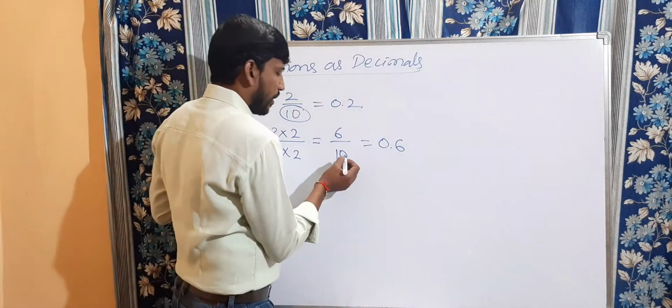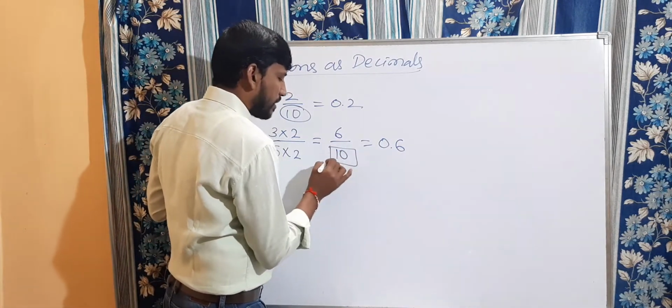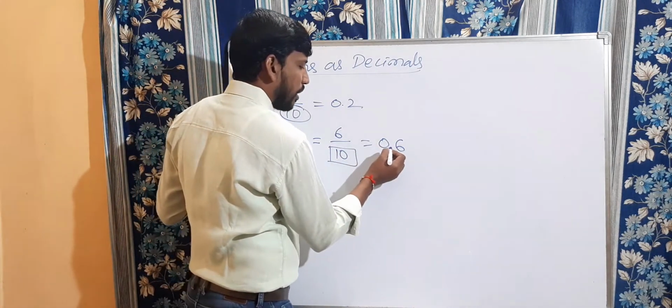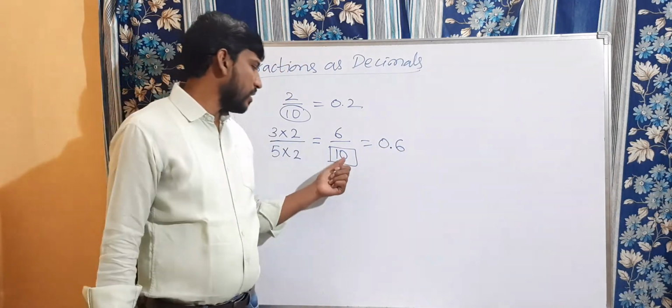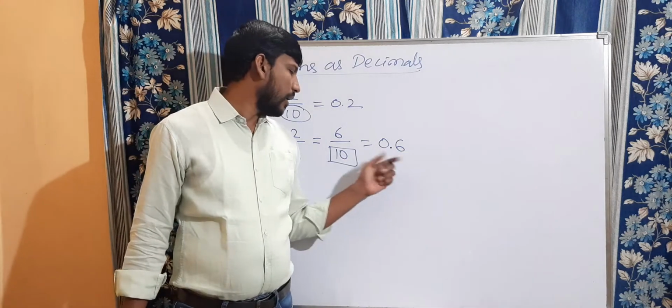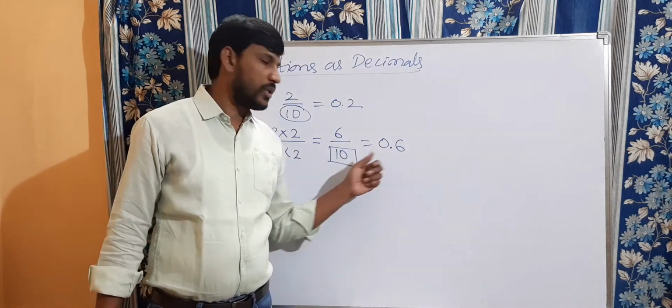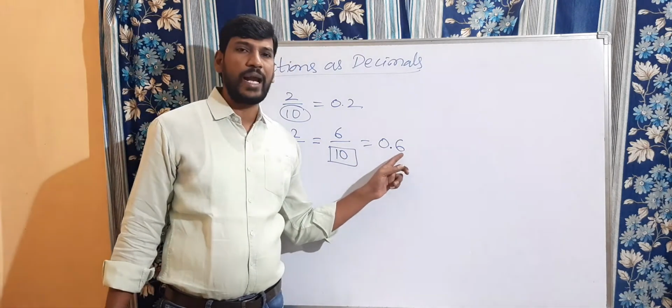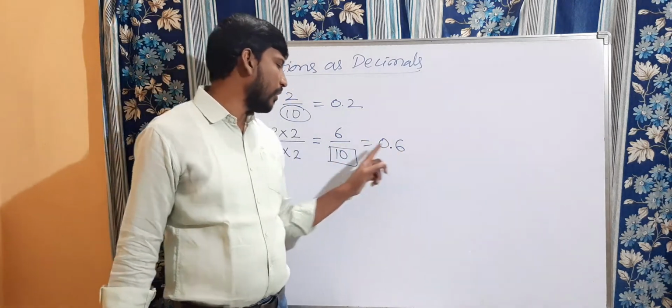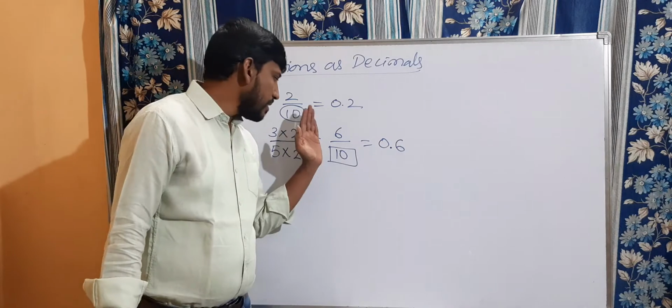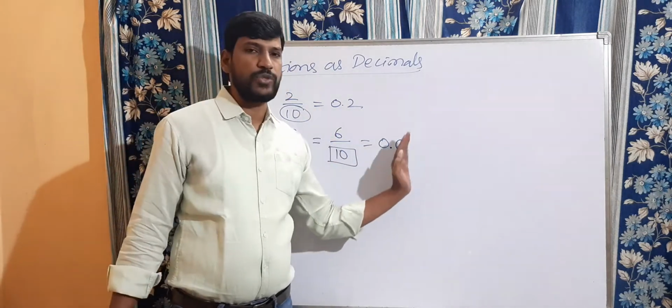Here, see this. In the denominator we have 10, that's why we got 1 decimal point and only 1 digit after the decimal. The number of zeros depends on the number of values after the decimal point. Here after the decimal point you have only 1 value. That is, 6 by 10 converted into decimal form is 0.6.